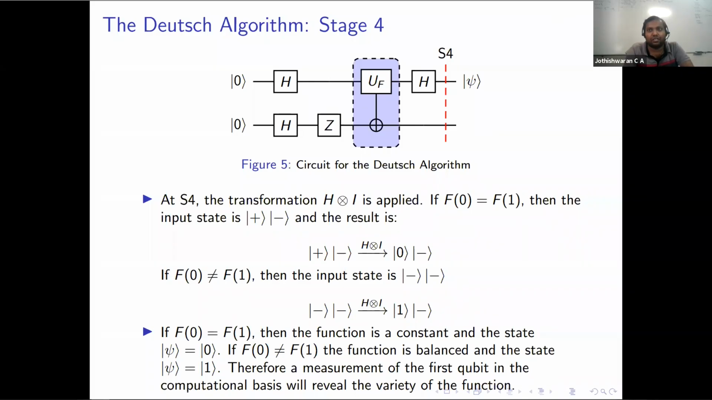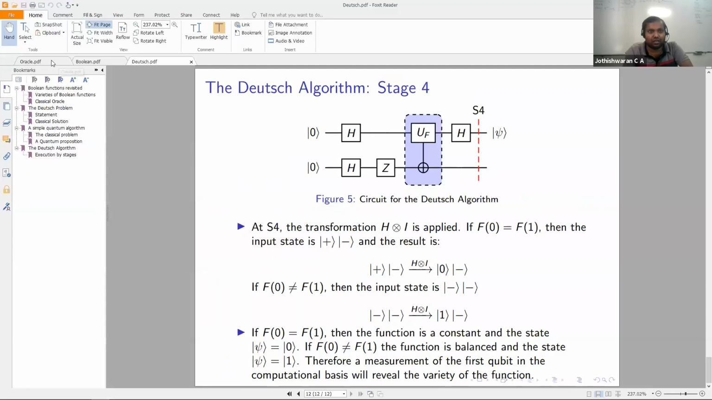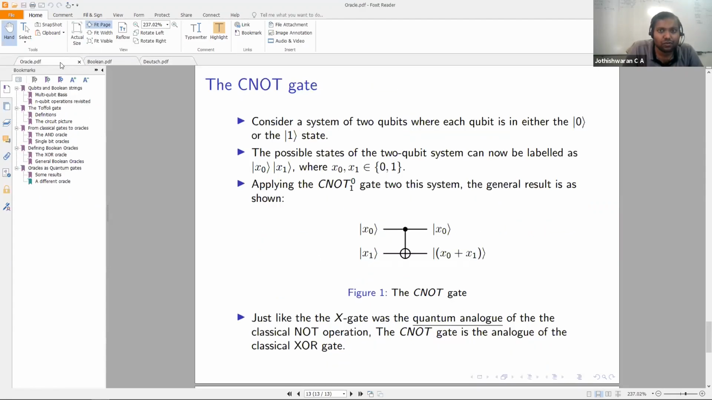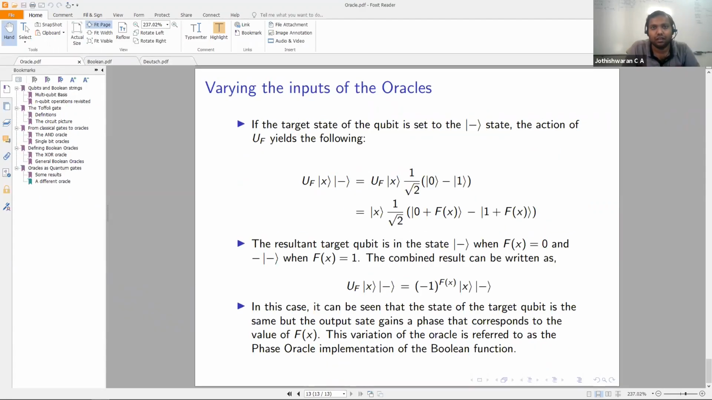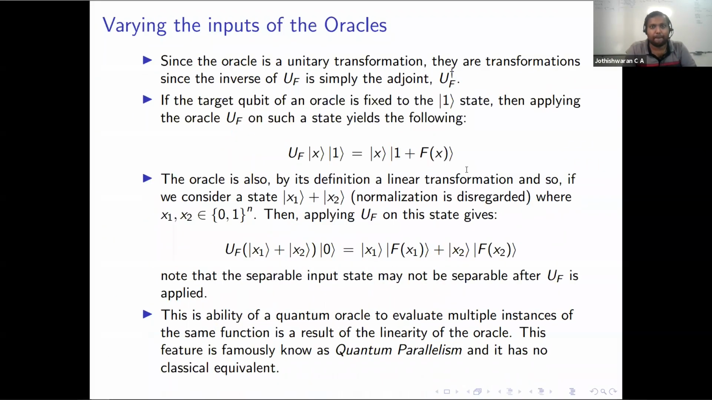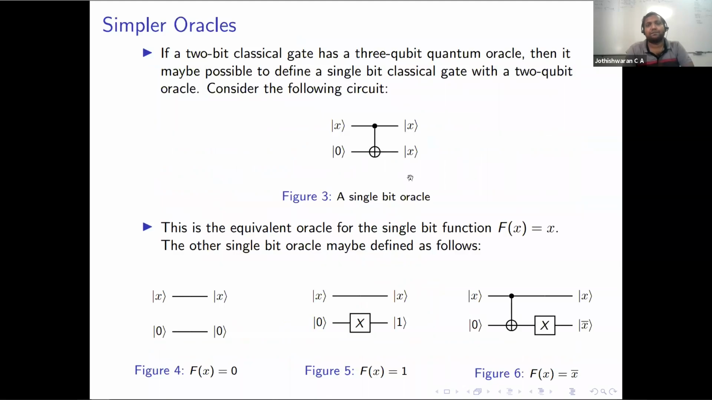So now let me quickly go to the C0 oracles. One minute and I shall be done. Remembering the properties of the C0 gate, if this qubit is 1, then the output will be 1 1. If this qubit is 0, then the output will be 0 0. This initial state is fixed at 0. Therefore, this implements the Boolean function f of x equal to x.